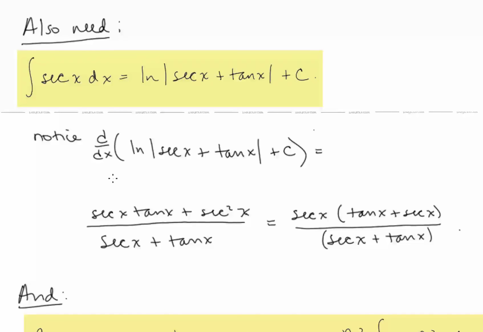And we can see this by taking the derivative of ln of the absolute value of secant x plus tan x, plus c. The derivative of ln of a function is 1 over that function multiplied by the derivative of that inside function. So the derivative of secant x is secant x tan x, and the derivative of tan x is secant squared x, so we're here. And then we can factor out a secant x in the numerator, and that gives us secant x times tan x plus secant x, and then these will cancel, and we get secant x.